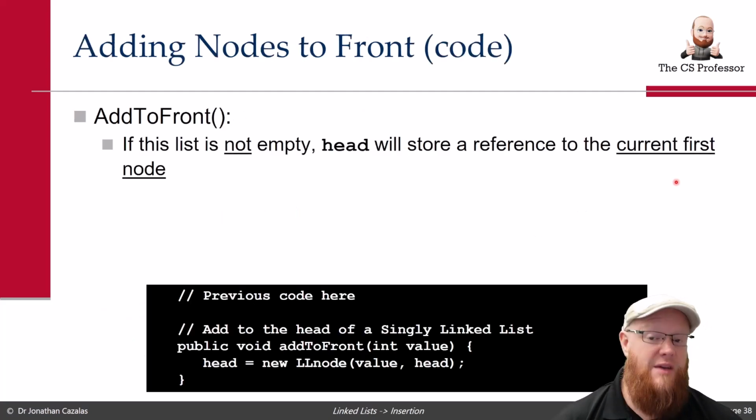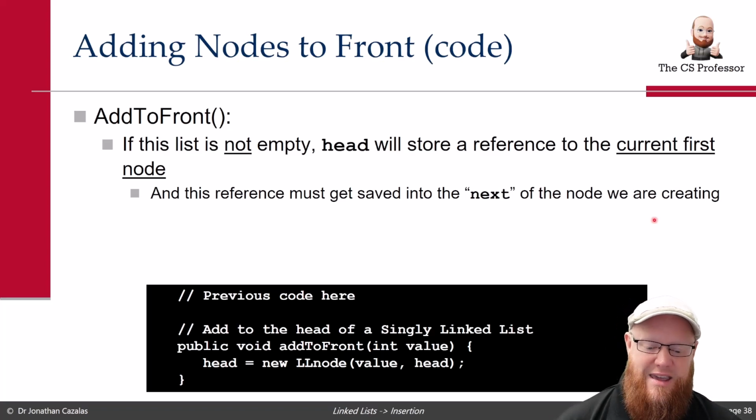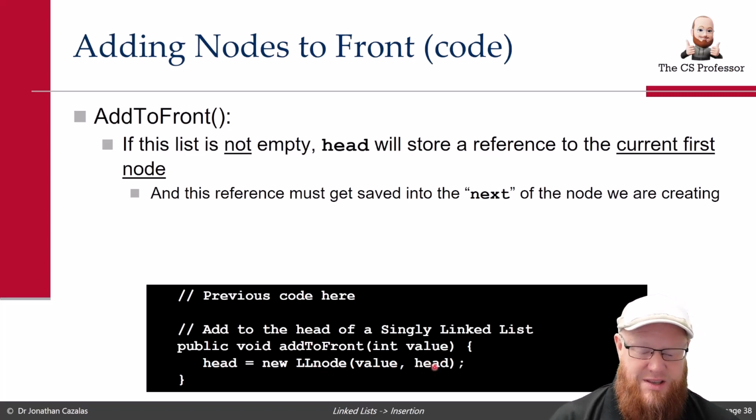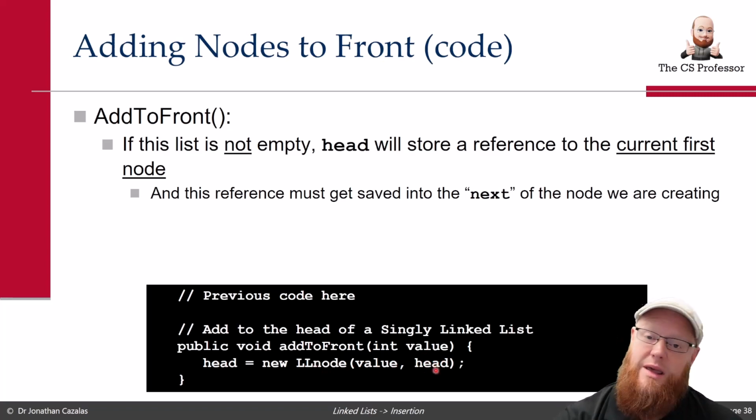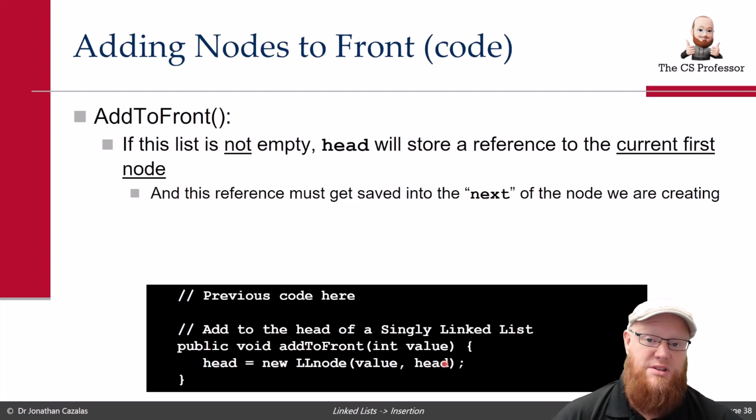The other option, if the list was not empty: head is going to store a reference to the current first node. And this reference is going to get saved into the next of the node we're creating, because we sent it here as a parameter. The second parameter of the constructor for LO node is used to get saved into the next of that new node. So we're saying take whatever's in head and save it into the next of this new node.